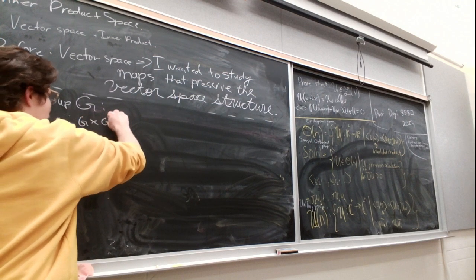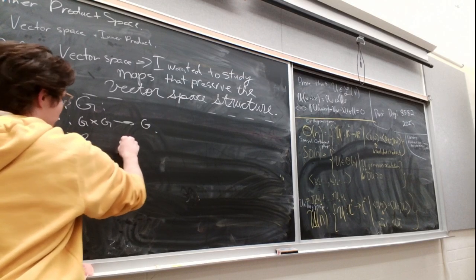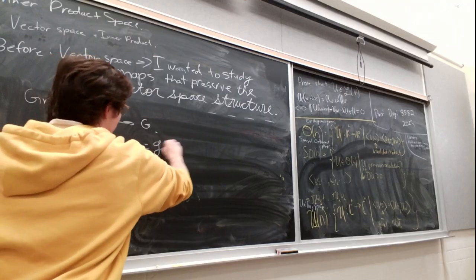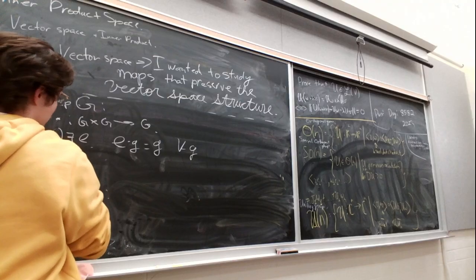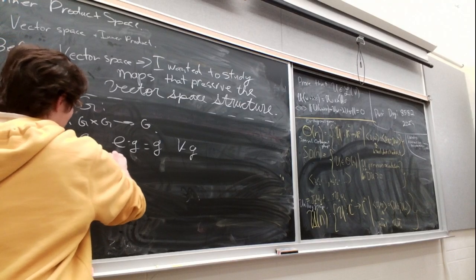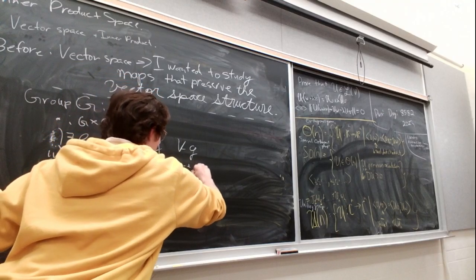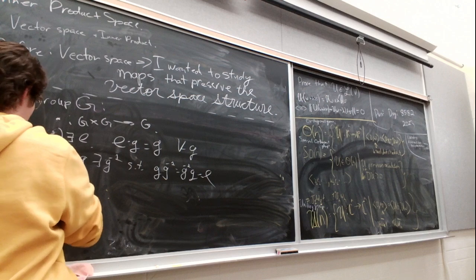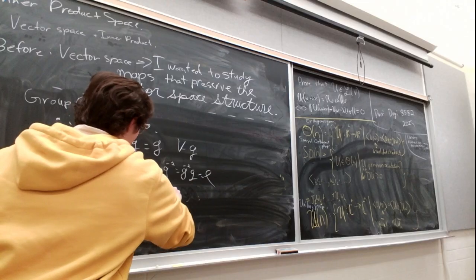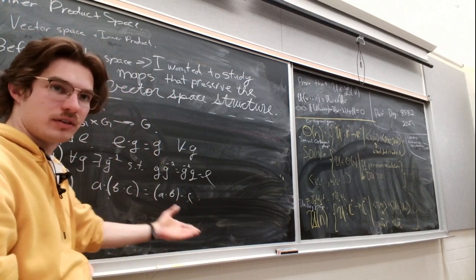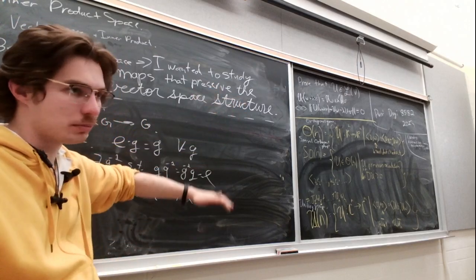I have something G cross G into G, a dot, such that there exists an identity, meaning that E dot G is equal to G for all G. Then the second property is that for all G there exists a G inverse such that G inverse G equals G G inverse equals the identity. And then the third property is that (A dot B) dot C is equal to A dot (B dot C), so the associativity. Okay? This is what a group is. And this is indeed a group. All of these are groups.